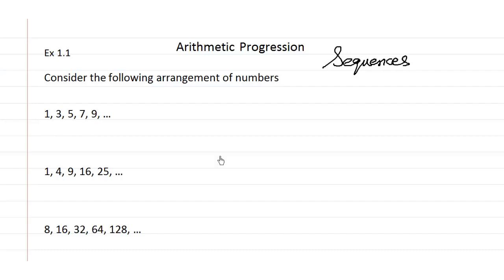In exercise 1.1, we are going to deal with sequences. So let us see what we mean by sequences. Now consider the following arrangement of numbers. The first one is 1, 3, 5, 7, 9. So you ought to know what will be the next three or four numbers.